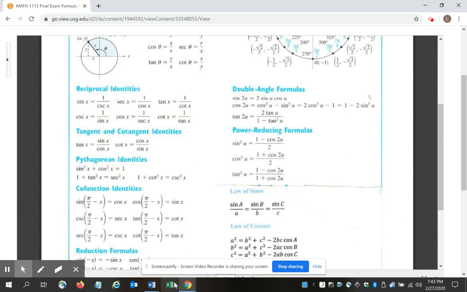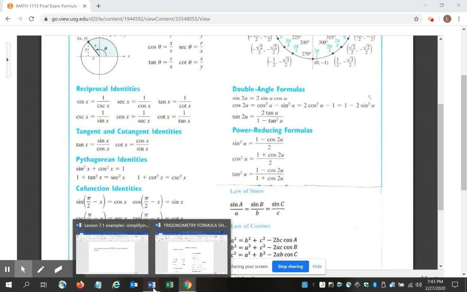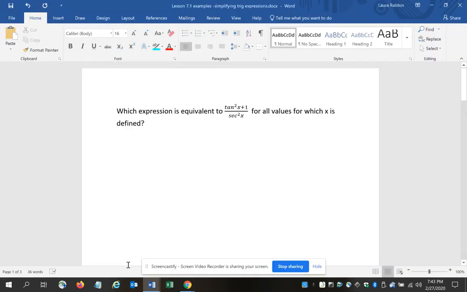Okay, so I'm going to toggle over to the problems, and these are worded like the problems that you would see in lesson 7.1 in WebAssign. The first question is a multiple choice question, but I'm going to work it out without having the choices there. Which expression is equivalent to tangent squared x plus 1, all divided by secant squared x, for all values for which x is defined?